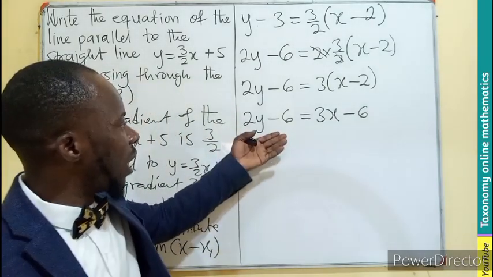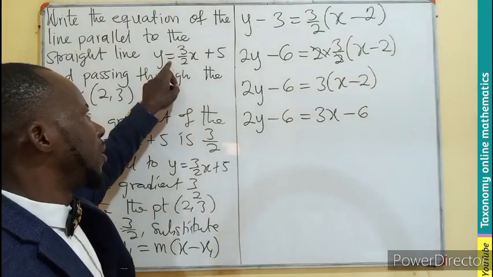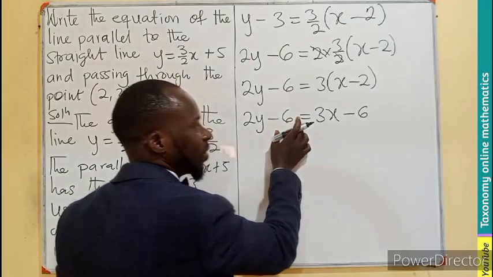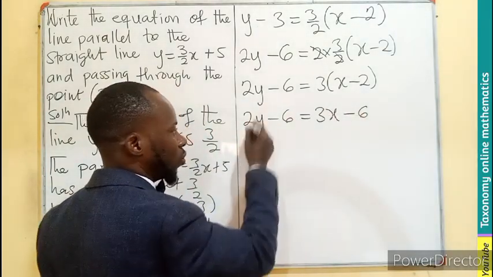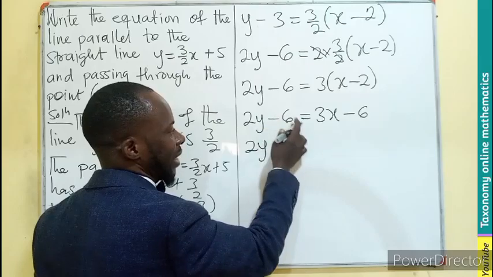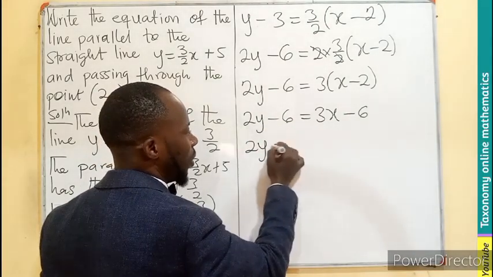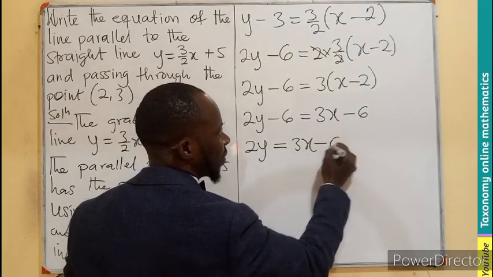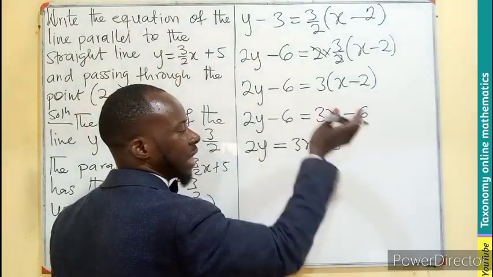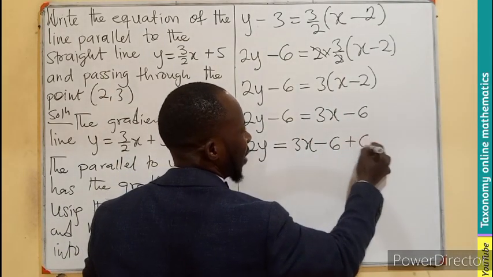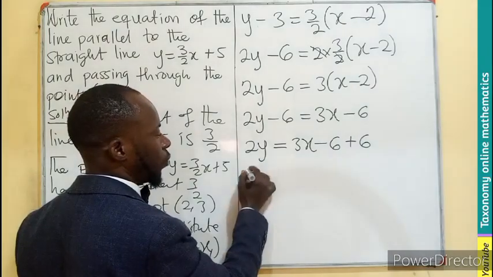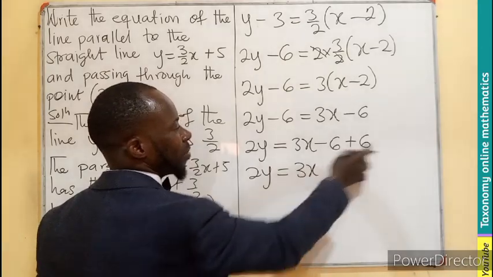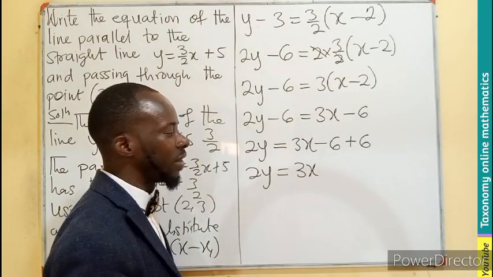So we are going to write this in the form of this, meaning we need y to be alone on the left. So we are going to add 6 to both sides. So here 2y minus 6 plus 6 will give you 0. So that will be equal to 3x, this very minus 6. Then we are adding 6 to both sides, right? So I'll be having plus 6. This will give you 2y equals 3x plus 0. Minus 6 plus 6 will give you 0.